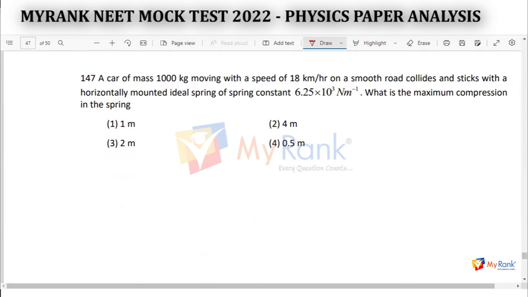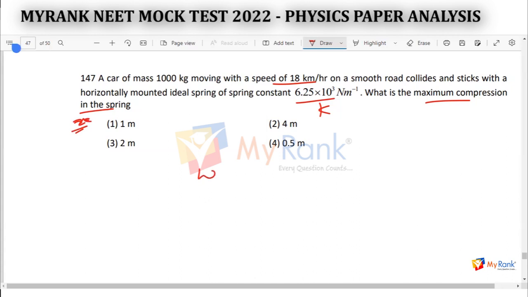A car of mass 1000 kg is moving with a speed of 18 km per hour on a smooth road, collides and strikes a horizontally mounted ideal spring of given spring constant. The spring constant and the speed are given. What's the maximum compression? So maximum compression, that is x, is being asked, students.